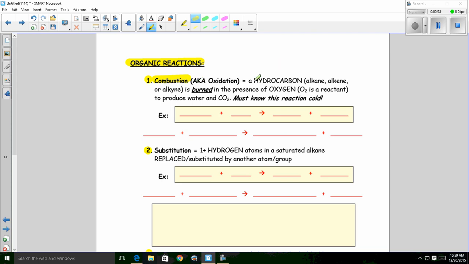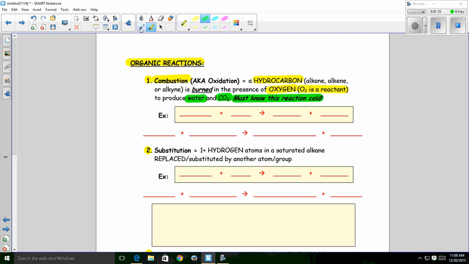It's when a hydrocarbon, which can be an alkane, an alkene, or an alkyne, is burned in the presence of oxygen. And so the O2 is going to be one of the reactants along with the alkane or the alkene or the alkyne. What's going to be produced is water and carbon dioxide. It is highly suggested that you get to know this chemical reaction for combustion, because it is quite often seen on the Regents exam in June.